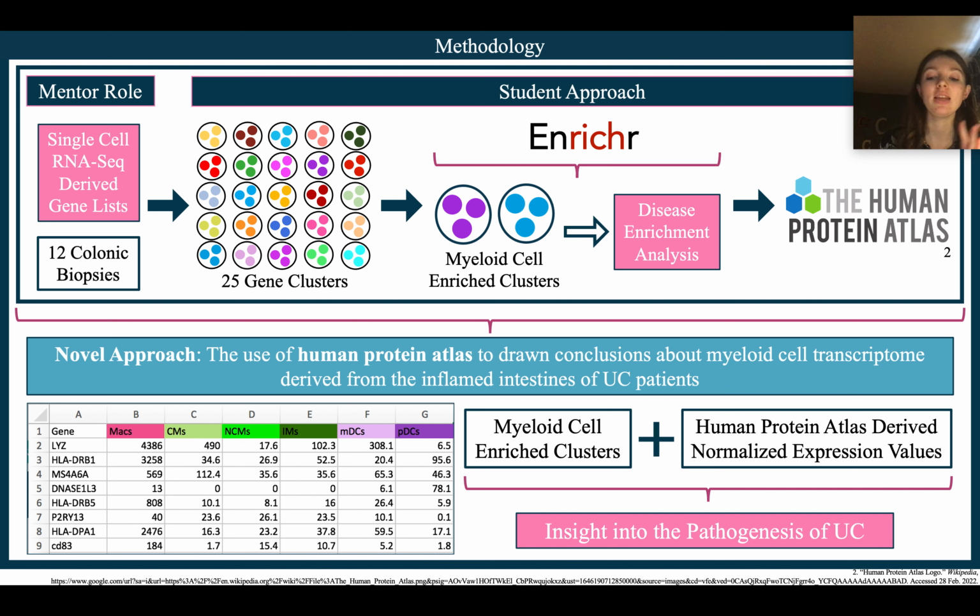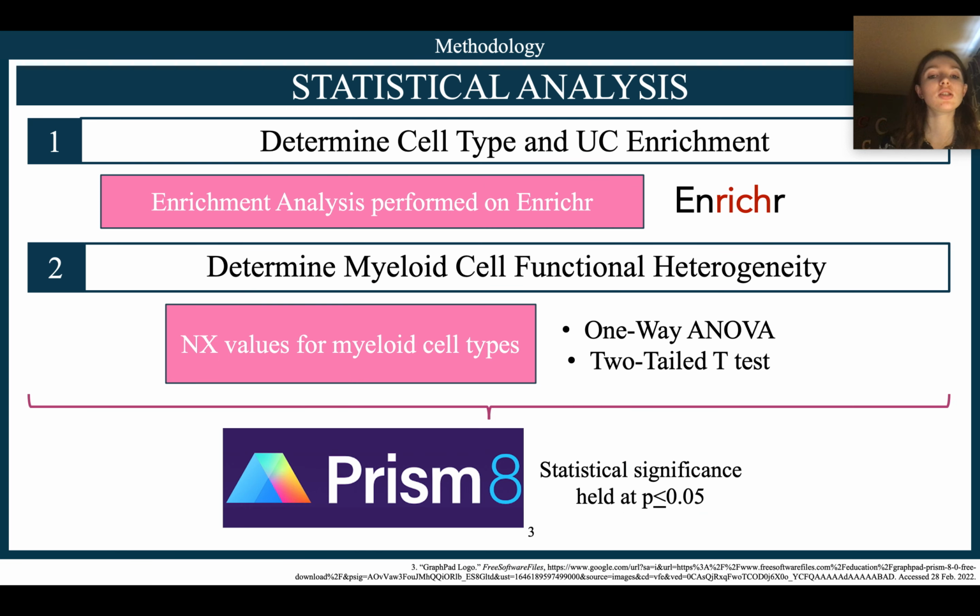And additionally, the advantage of using this database is that the normalized expression values for these genes were used, which provides broader insight into the pathogenesis of UC. So all statistical analysis was performed on GraphPad Prism 8 with a statistical significance held at p less than 0.05. Enrichment analysis was performed on Enrichr, and the myeloid cell functional heterogeneity was elucidated using one-way ANOVA and two-tailed t-test.